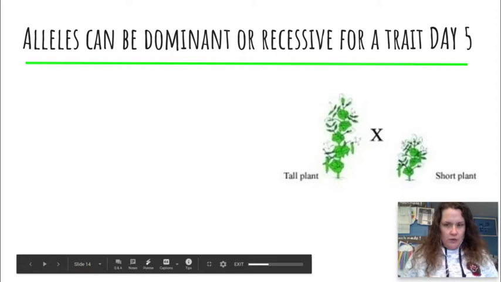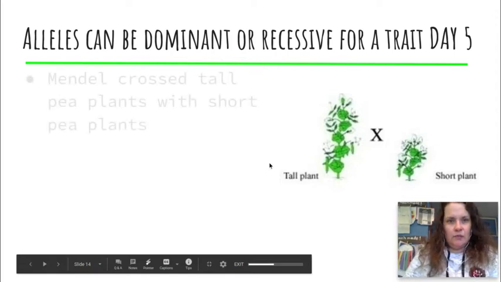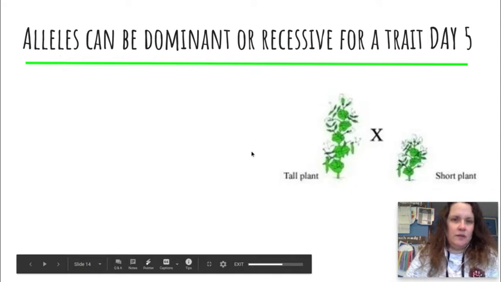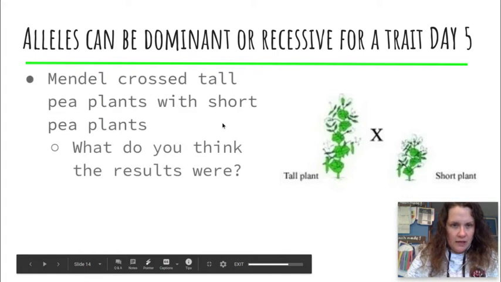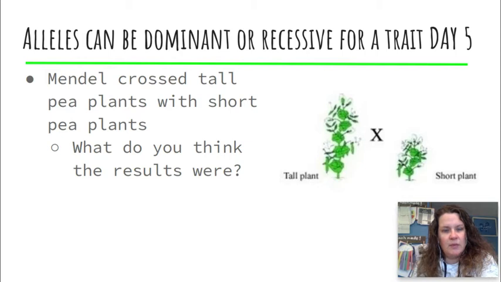We are going to continue our discussion on genetics, and we're going to be covering what dominant and recessive alleles mean. So, back to Gregor Mendel, the Austrian monk. His pea plants, he did thousands and thousands of experiments with the pea plants. One of the traits that he studied with pea plants was tall versus short plants.